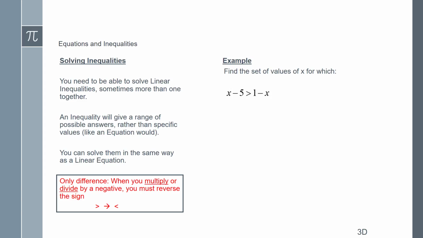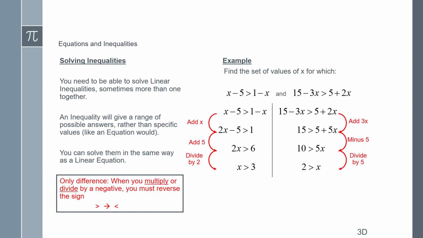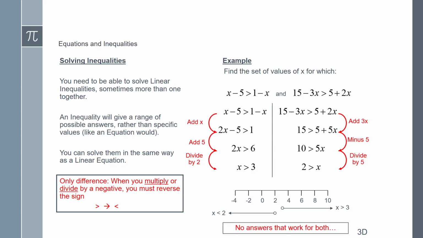x minus 5 is bigger than 1 minus x, and 15 minus 3x is bigger than 5 plus 2x. So solve the first one. x is bigger than 3. Solve the second one. 2 is bigger than x. So x is bigger than 3, we can show that. 2 is bigger than x, so x is less than 2, which is all of that way. Where do they overlap? They don't. So in this case, there are no answers that work for both.